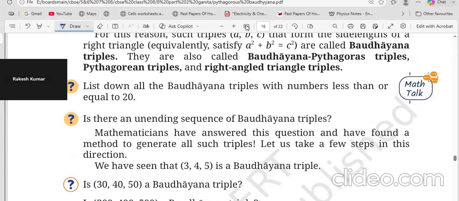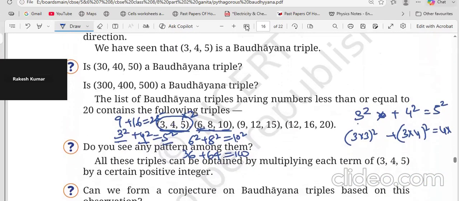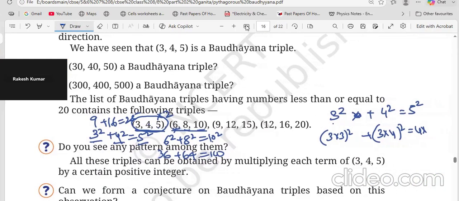So these are called the scaled versions of the primitive. This means 9 squared plus 12 squared is also equal to, sorry, 3 into 5, 15 squared. So these are called scaled. And how does he explain this?